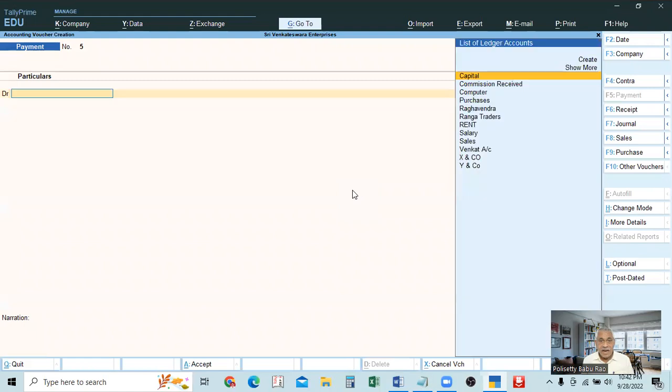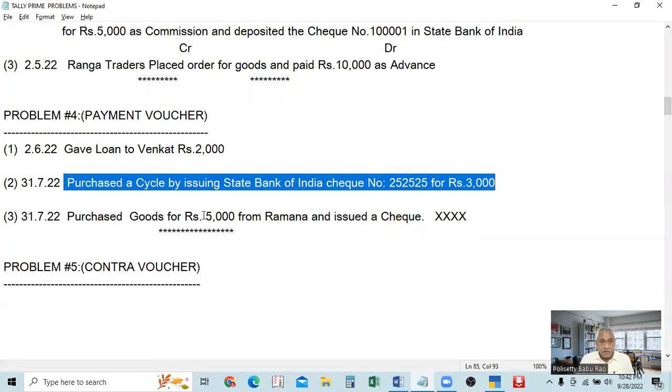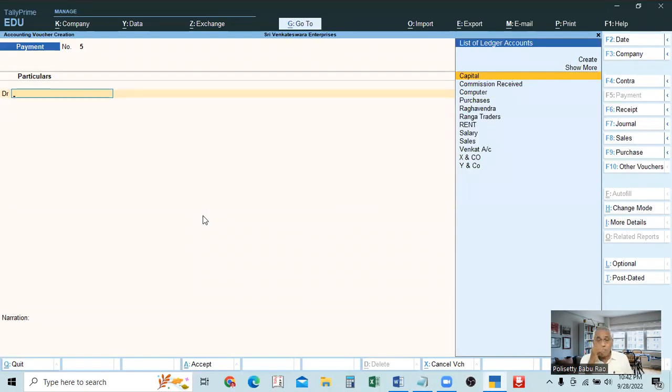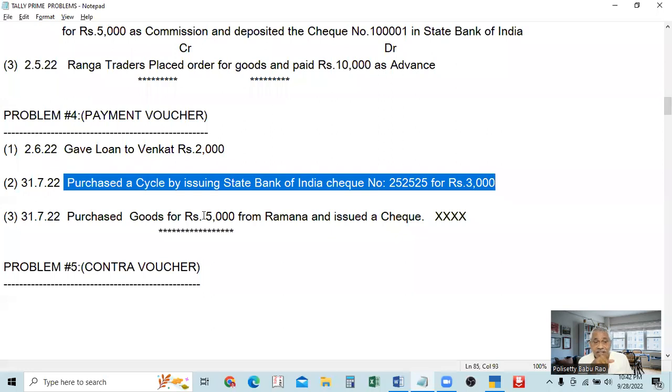Okay, take it. And now why did you pay? We bought a cycle. A cycle is an asset, a fixed asset. So we are buying a fixed asset. Buying a fixed asset on credit is entered in journal. I told you, a cycle is not goods, so it is never entered in the purchase voucher. Cash purchase is entered in the payment voucher, and credit purchase of an asset is entered in journal.